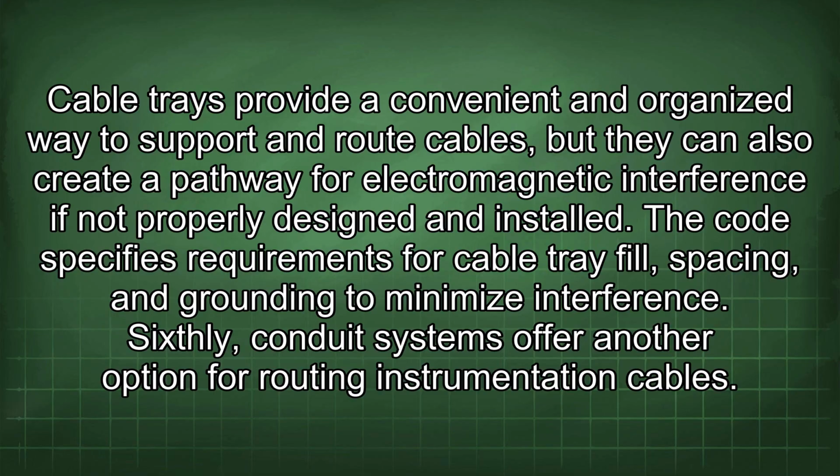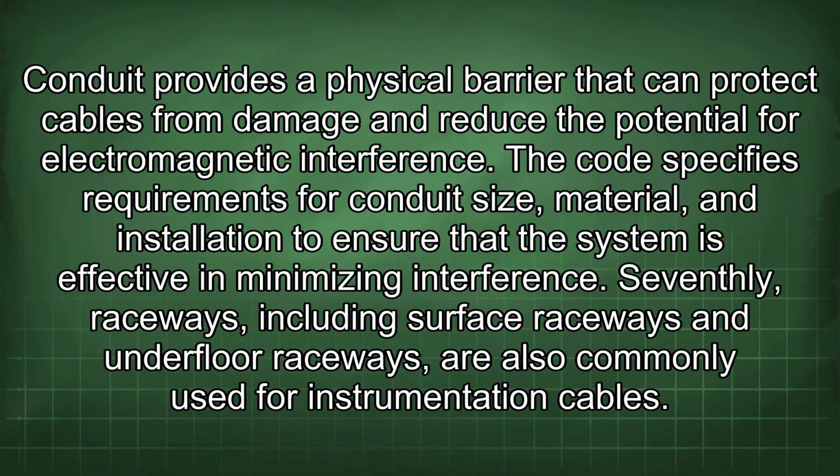Sixthly, conduit systems offer another option for routing instrumentation cables. Conduit provides a physical barrier that can protect cables from damage and reduce the potential for electromagnetic interference. The code specifies requirements for conduit size, material, and installation to ensure that the system is effective in minimizing interference.